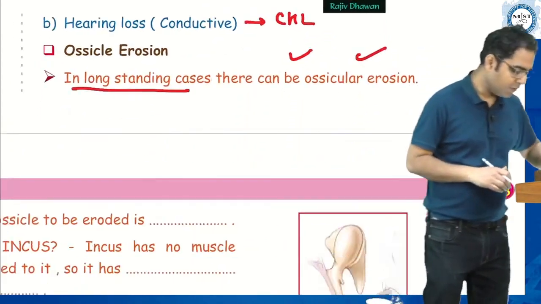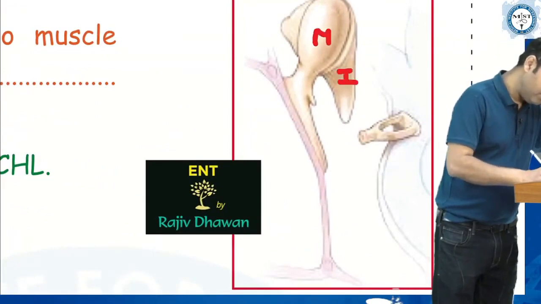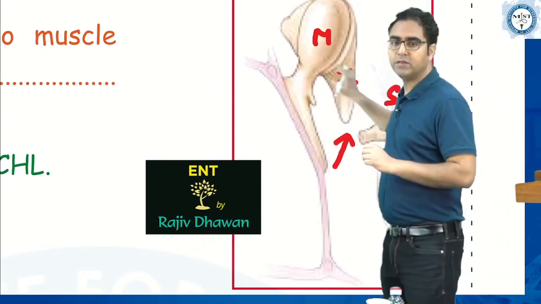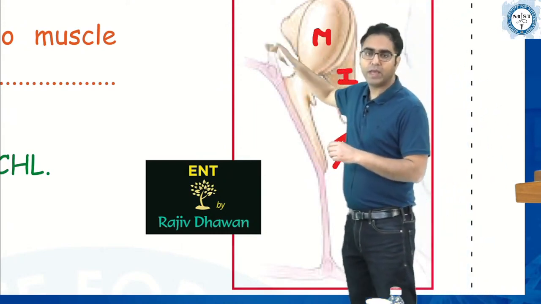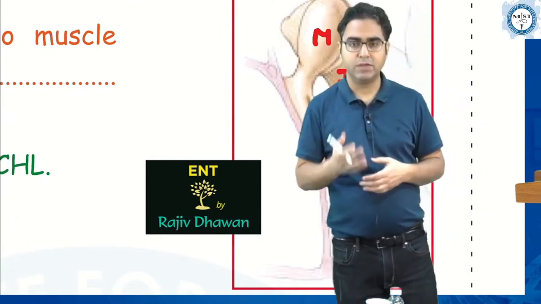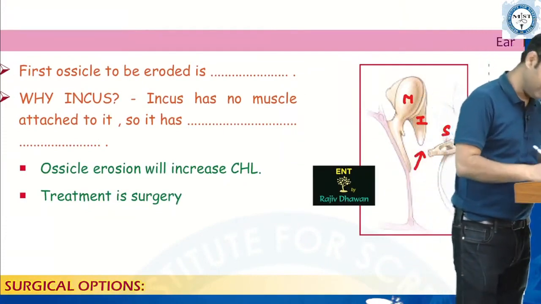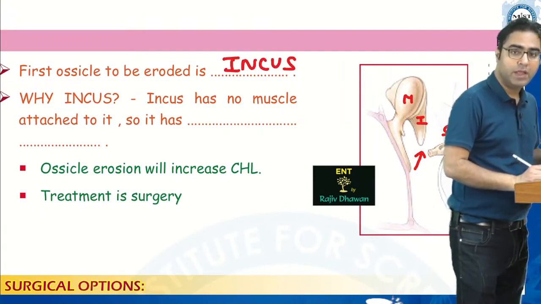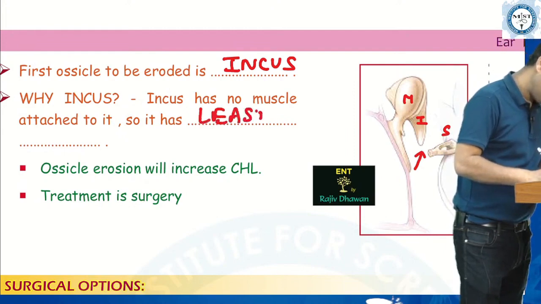Okay. Now please see on the screen, beta. Can you see over here? This is malleus, incus, stapes. This is the ossicle erosion. The incus has been eaten away. Gradually the full incus will go, after that the malleus will also go. But problems start mostly from the incus. Now you have a question, write down: most common first ossicle to be eroded is incus. Why incus? If you remember, incus has no muscle attached to it, so it has the least blood supply. MCQ, beta.